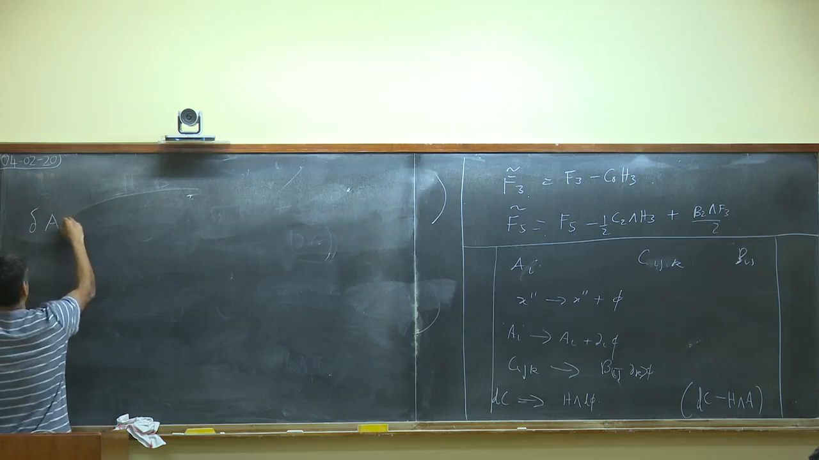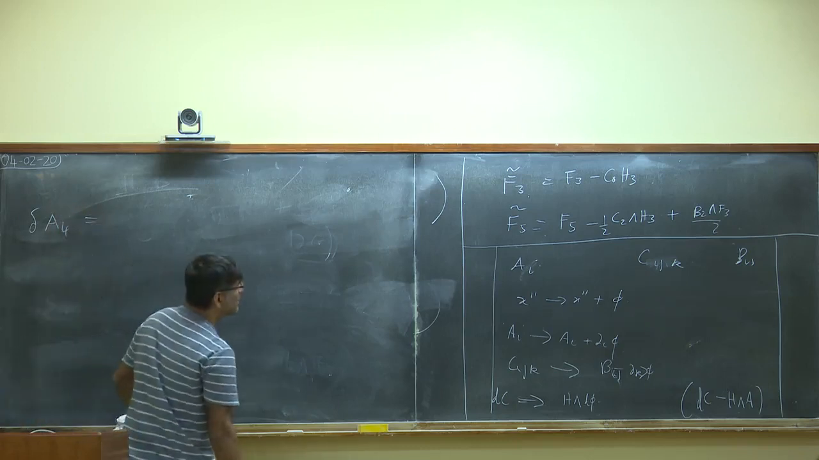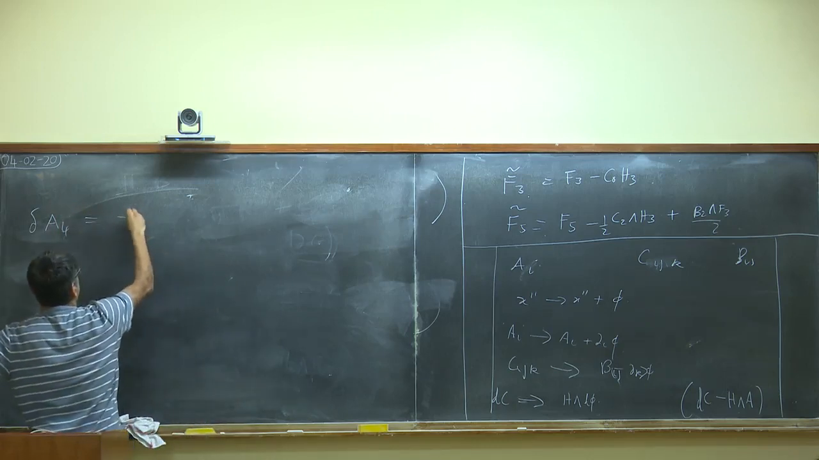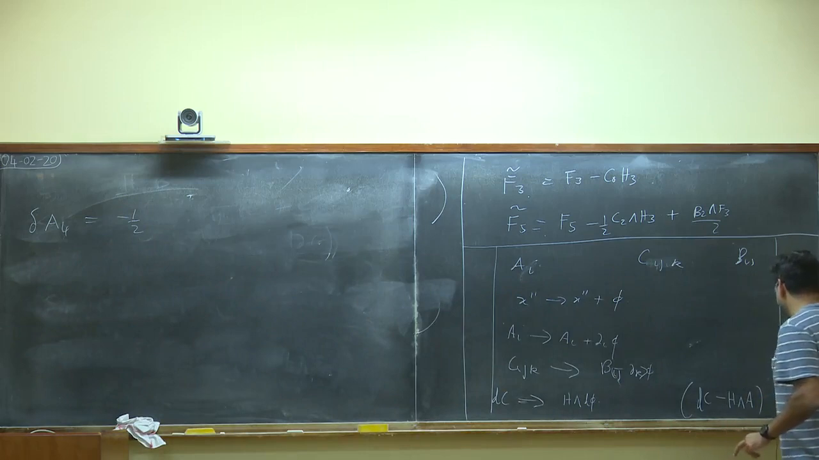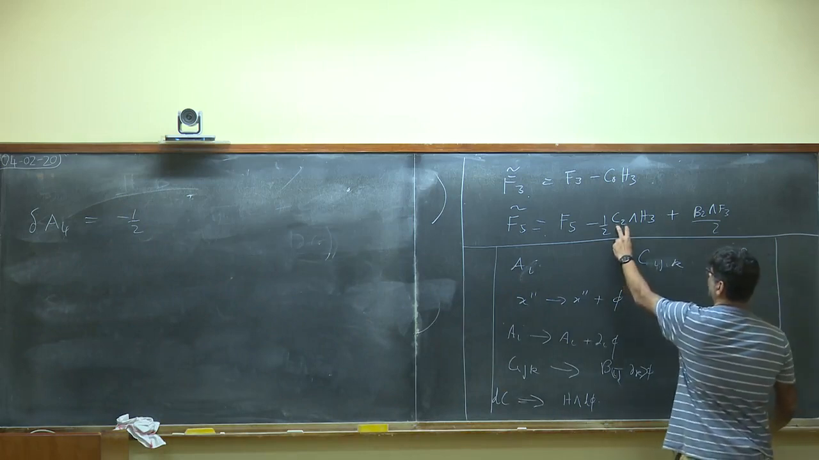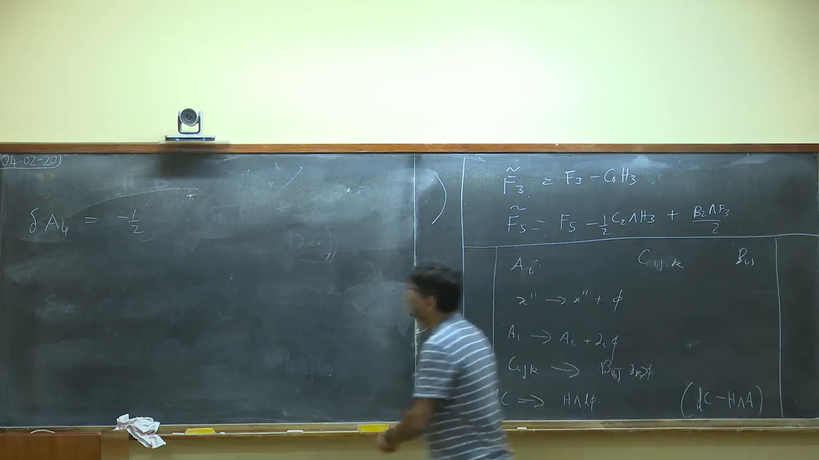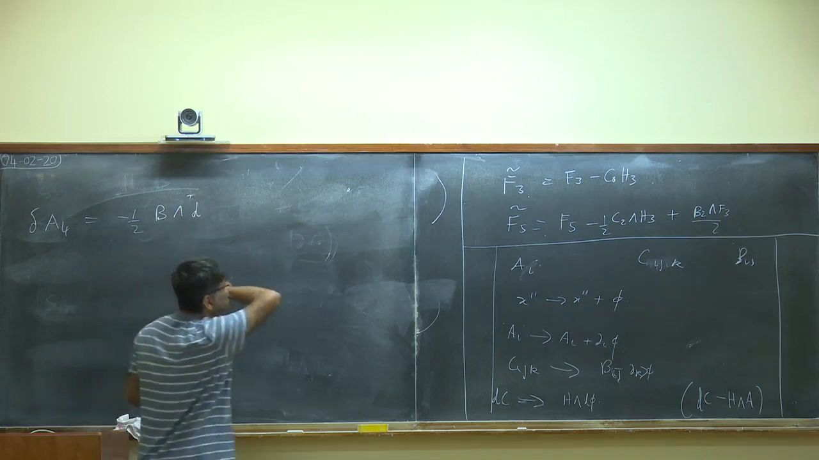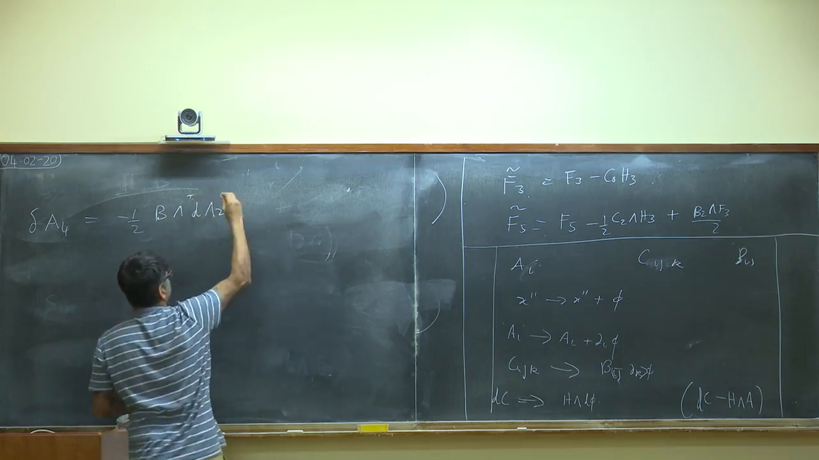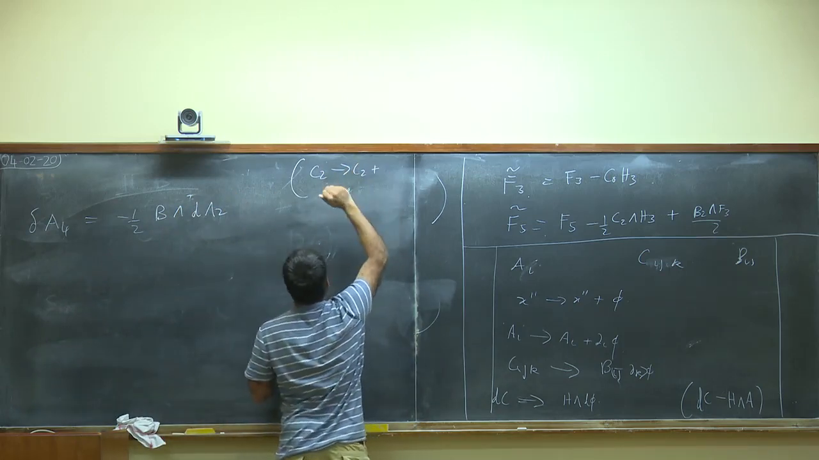So delta A4 is equal to, let's say, minus half, half plus half, something like that. Now look, it will transform under the way this guy transforms, but with a B. So B wedge d lambda 2, where C2 goes to C2 plus d lambda 1.